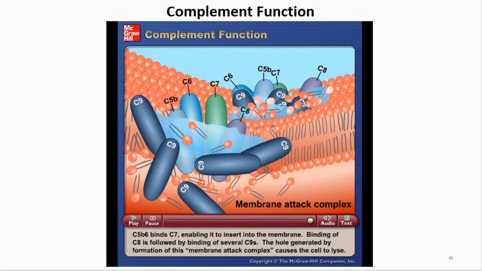So if that video looked semi-familiar, it's because it was almost the same as when we were talking about the histamine. Because remember, there are multiple chemicals that cause the permeability to be increased in the capillaries. And they don't ever work all by themselves.